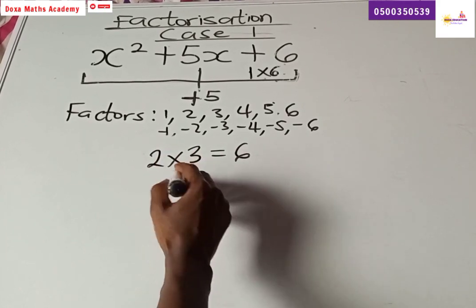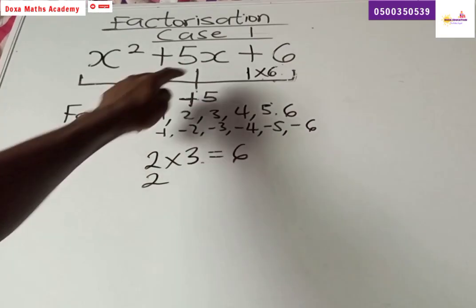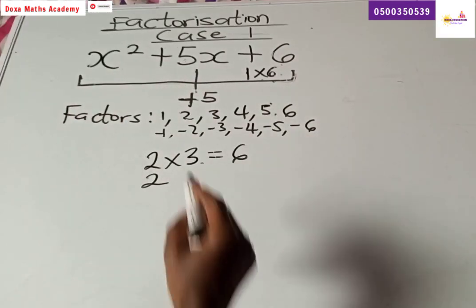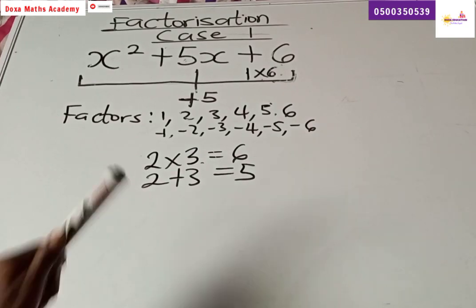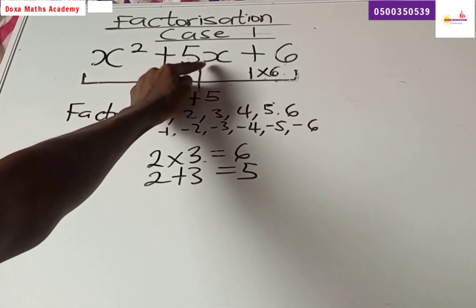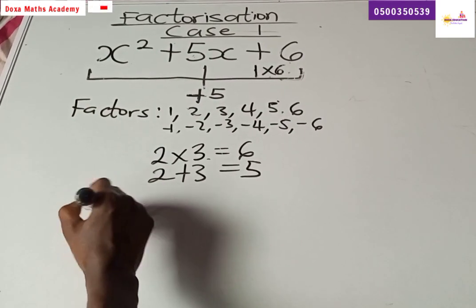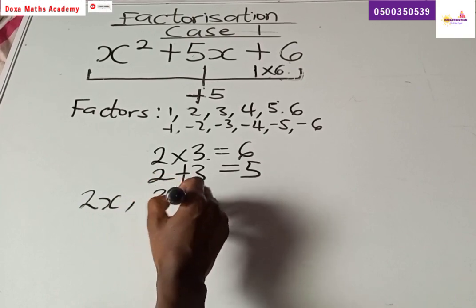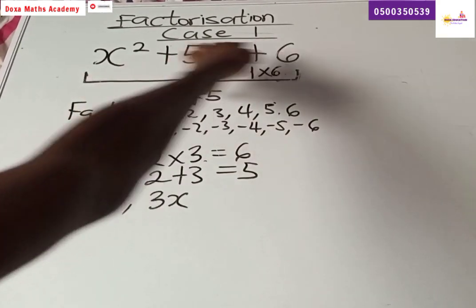The same 2 and 3, when you add them, does it give you the coefficient of the middle term? Does it give you the 5? 2 plus 3, yes, it's 5. So it means our two factors are positive 2 and positive 3. And because we are using the middle term, we attach x to them. So you're looking at 2x and 3x. So we fix them into the expression over there.